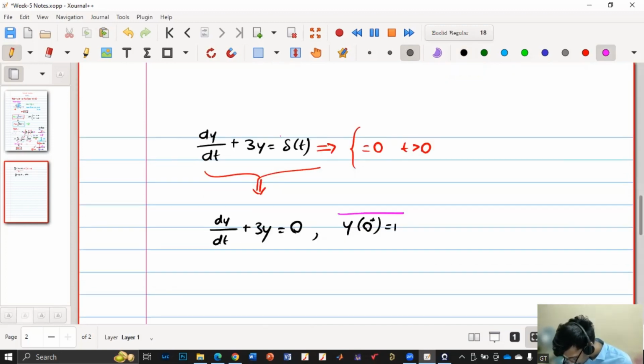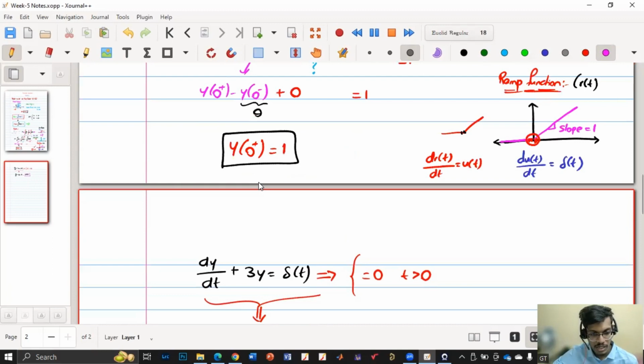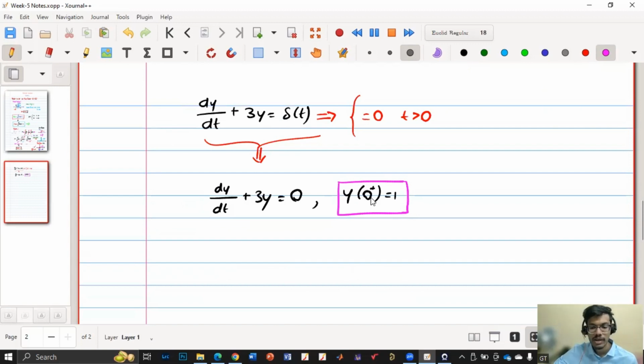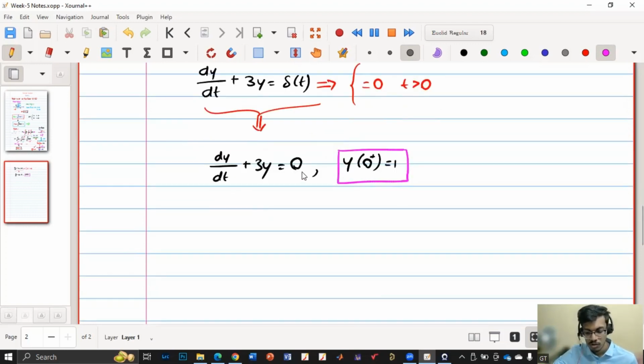Now we have transformed or modified the given linear differential equation with impulse input to a differential equation that we have solved a few weeks ago, last week and the week before. So now this is our well-known concept. So we can solve this like a normal differential equation. So it is equal to 0. What are the solutions? Can anyone tell me what is the solution of this equation y of t? Anyone?